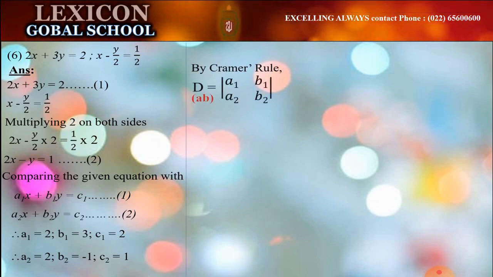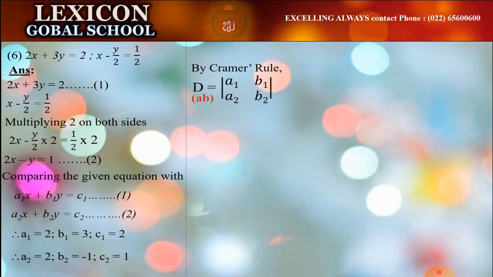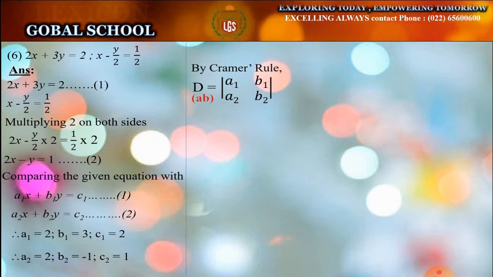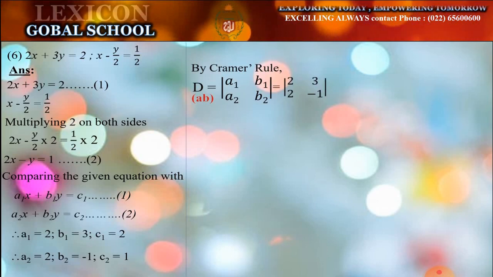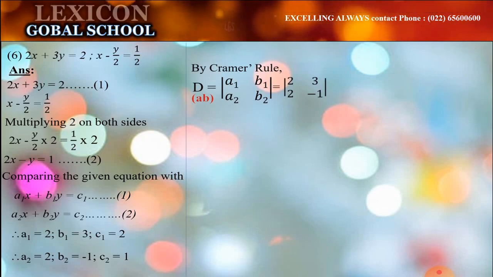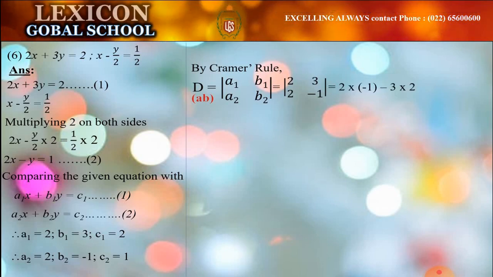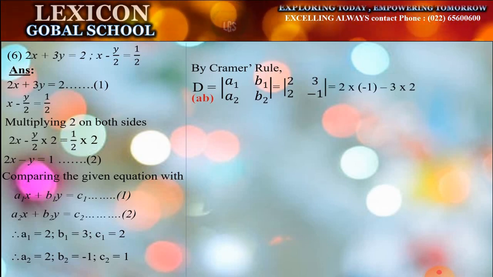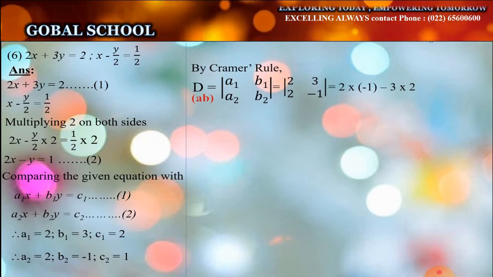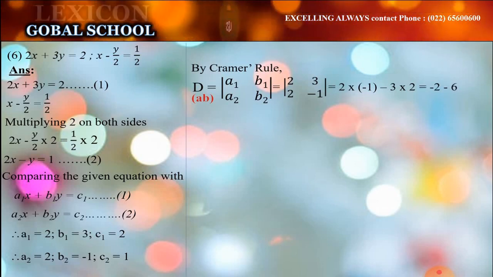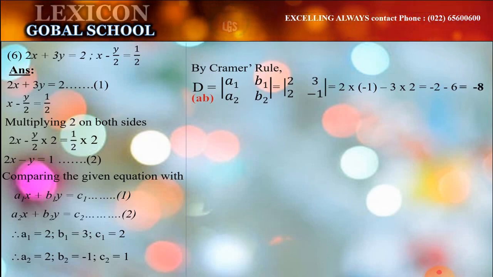To find out the value of d, we have a short formula, that is AB. That means a and b. So a1, a2, b1 and b2. Let us substitute the values of a1 as 2, b1 as 3, a2 as 2 and b2 as minus 1. When you cross multiply, we get 2 into minus 1 minus 3 into 2. 2 into minus 1 is minus 2, minus 3 2s are 6. That equals to minus 8.